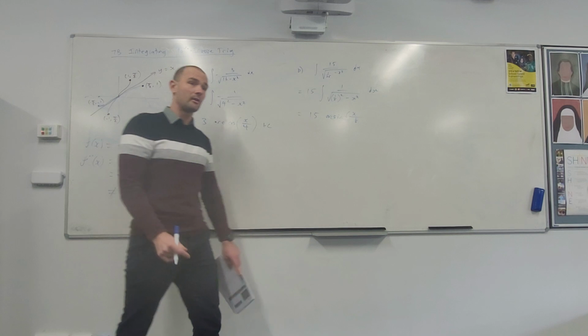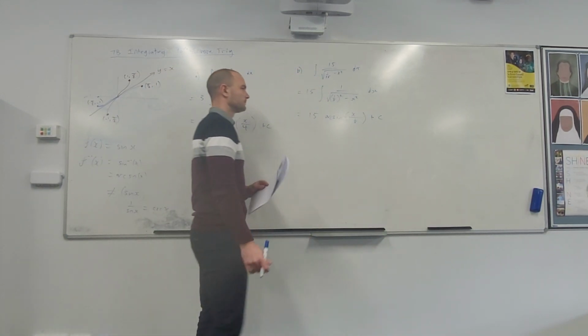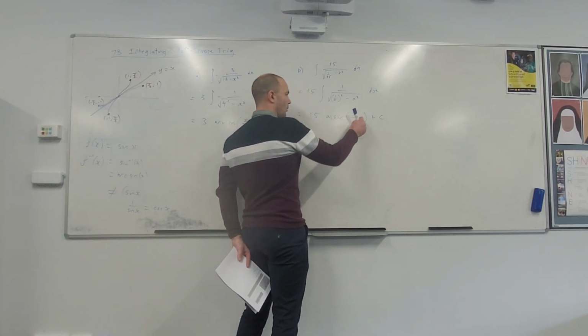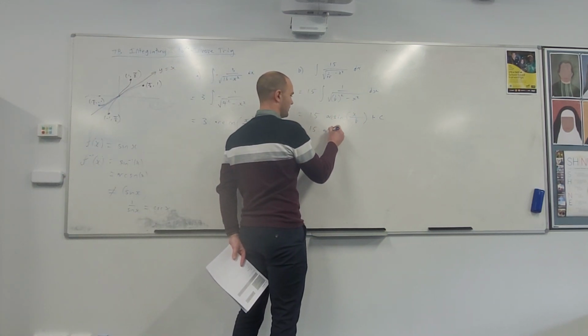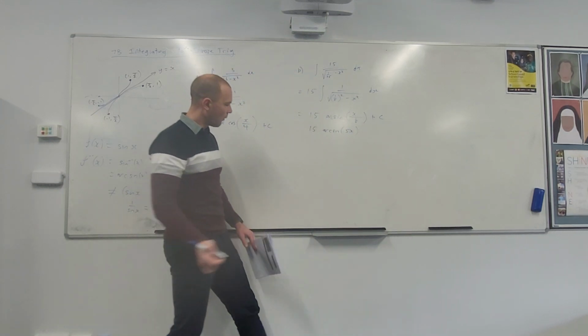Our A value is 1 on top of 5, plus c. And x divided by 1 on 5, that's going to be 5x. I'll show you why that's true.